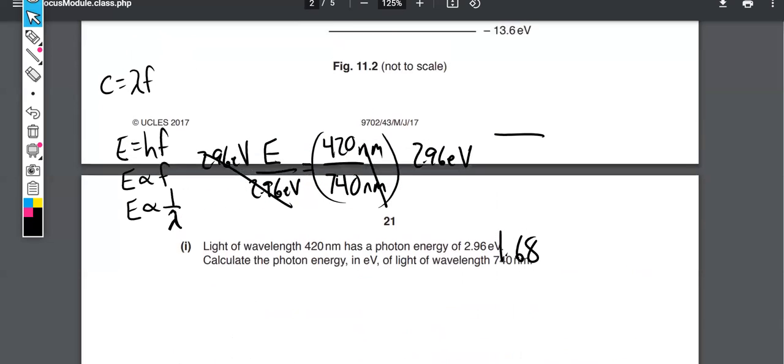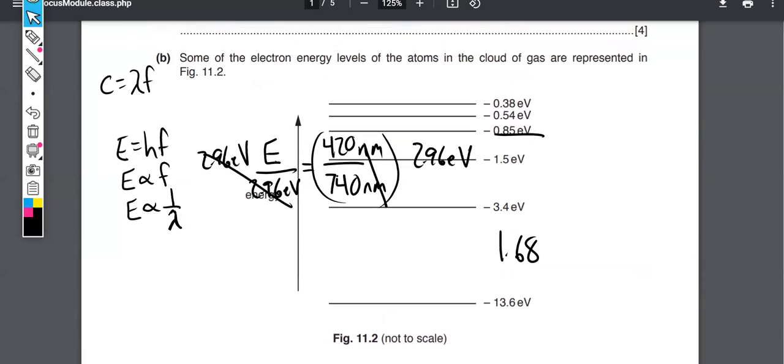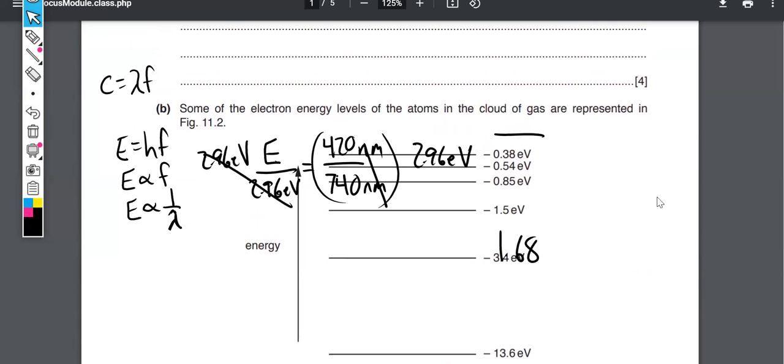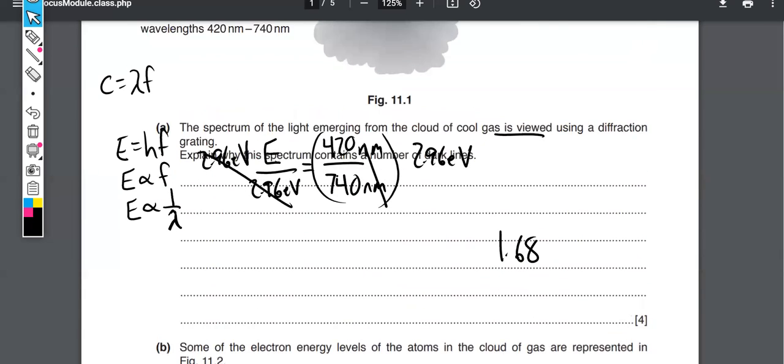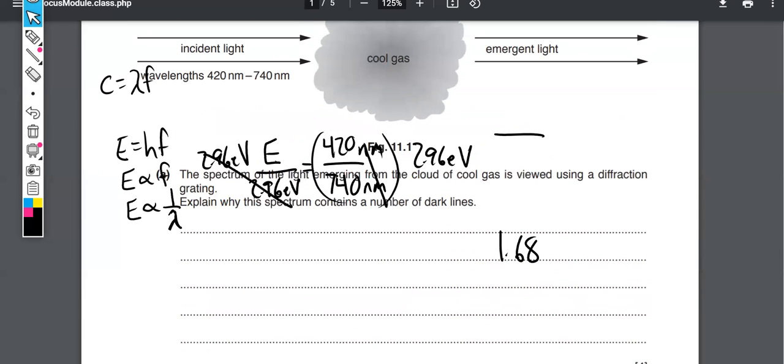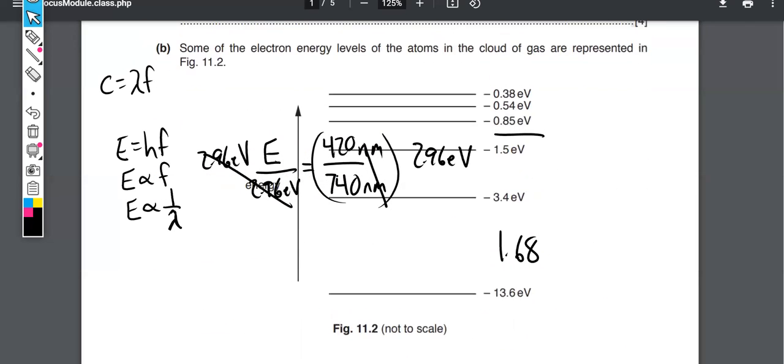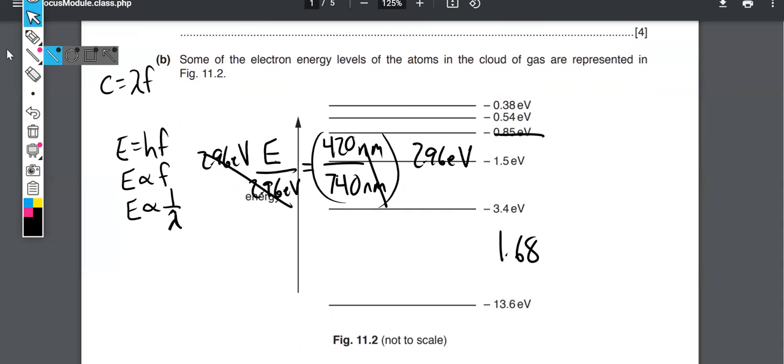So we've got a range of photon energies where the least amount is 1.68. For some reason, we only have this incident light of wavelengths from like purple to red or whatever. And that corresponds to these values right here. So just remember 1.68 and 2.96.